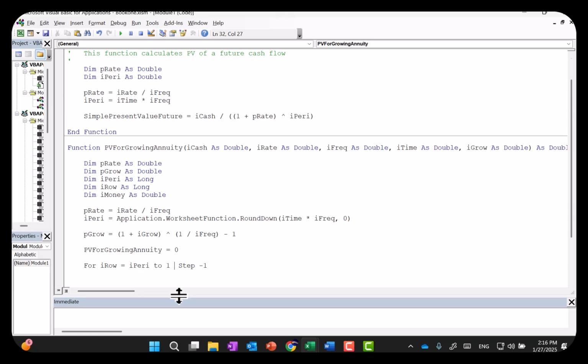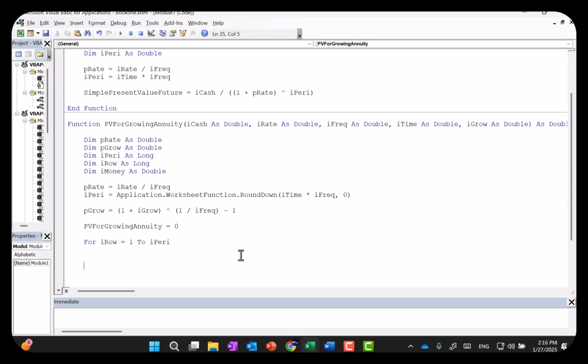It's called looping. Of course, in this case, you're doing 1 to I period. Technically, you can write step 1, but if you don't write it, it is assumed that you're going to increase it by step 1. All right. The for loops have to be closed with Next, a statement that says Next and the counter name. So anything I write in that block is going to be repeated that many times.